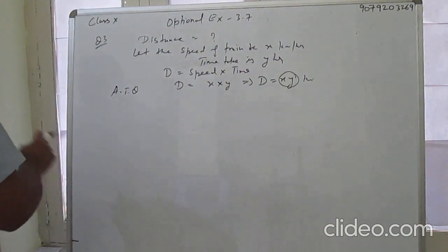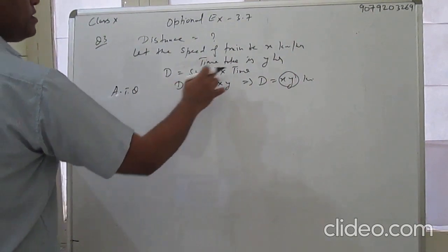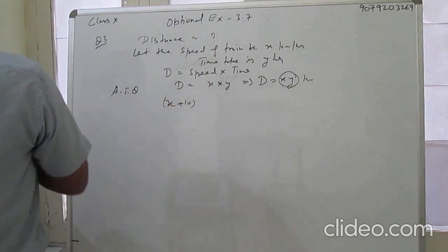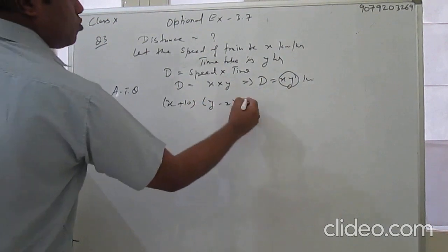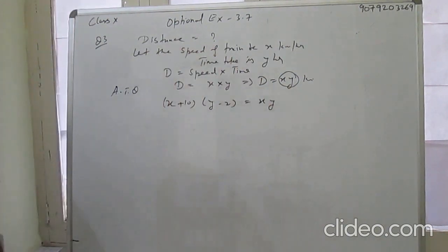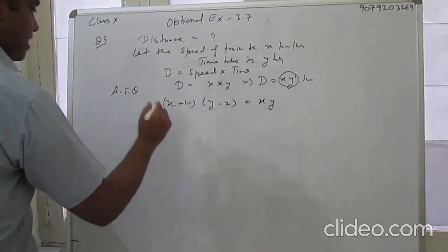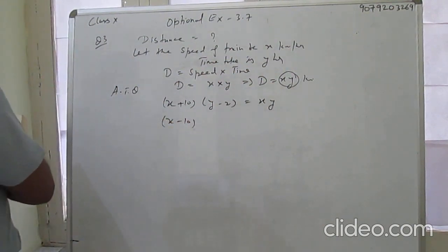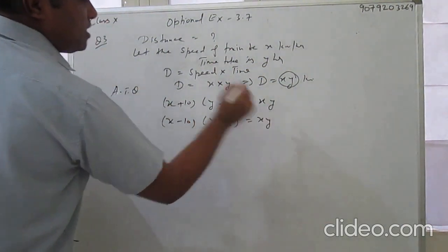Now if the train would have been 10 km faster, now the speed is 10 km faster. If we increase the speed by 10 km, then how much time will reduce? 2 hours will reduce. The distance will remain the same, xy. Now the second set: if the train is 10 km slower, then the speed is less and it would increase the time by 3 more hours. So it takes 3 hours more, and the distance to cover is still the same.